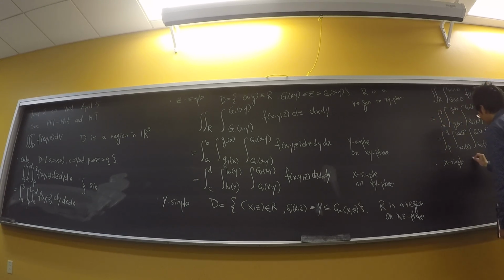In an x simple region, my y and z variables come from a region on the yz plane, and x is bounded between two functions of y and z. So I want to quickly write down the two identifications: if it is x simple in the space and z simple on the yz plane, or x simple in the space and y simple on the yz plane.